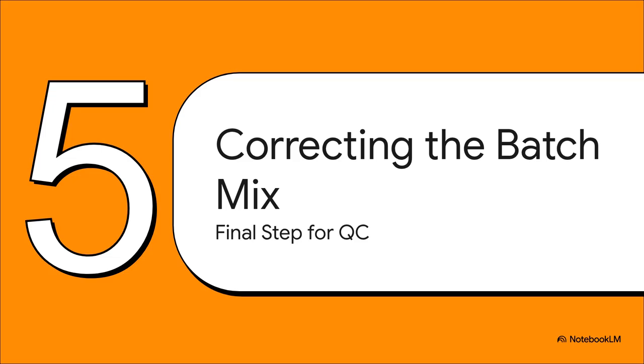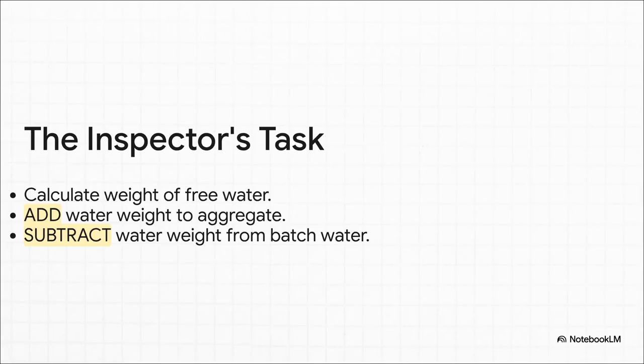So, you've got your free moisture percentage. Now what? Well, now it's time for the final, and I mean most important step, correcting the batch weights before a single drop of concrete is mixed. Your task as the inspector is a really clear three-step process. First, you use your percentage to calculate the actual weight of that free water. Second, you add that water weight to the aggregate target weight. And third, you subtract that very same weight from the batch water. See what we did? We're just moving that water weight from the wrong column to the right column.